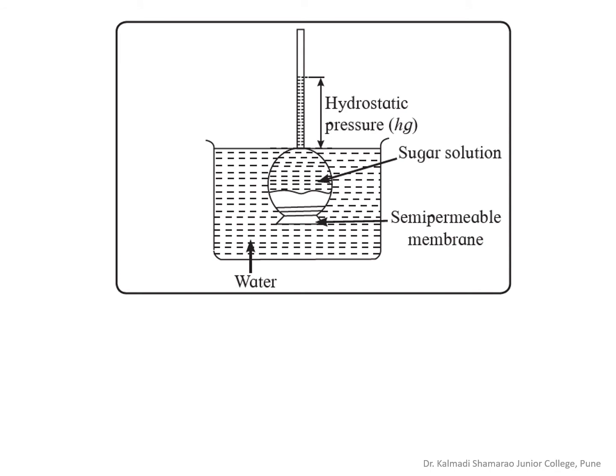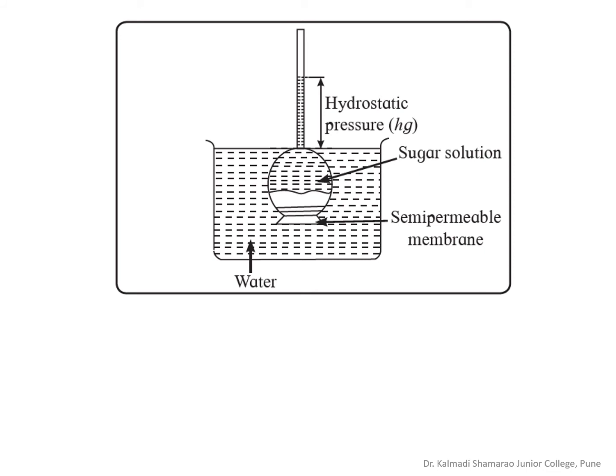Let us assume that a sugar solution is taken in a thistle funnel. A semi-permeable membrane is tied at the mouth of the thistle funnel and it is placed inverted in a beaker containing water. Due to osmosis, some of the solvent passes through the membrane into the solution. It causes the liquid level in the tube to rise.